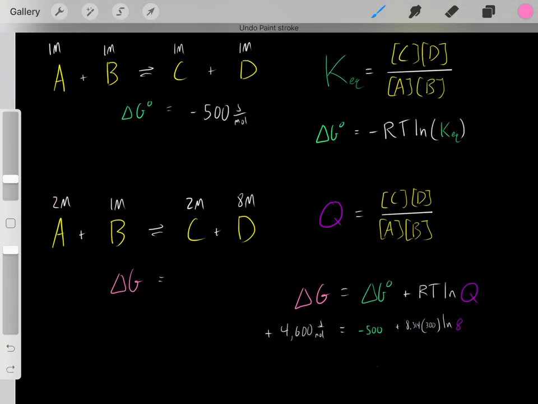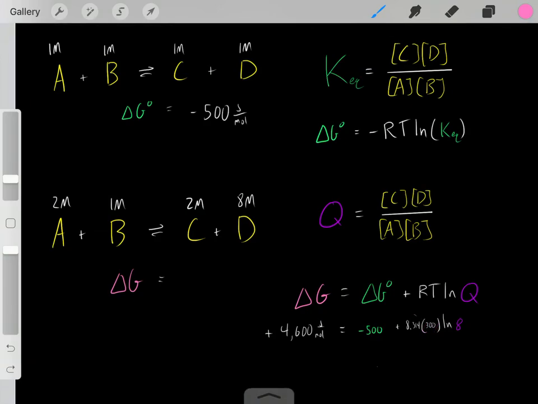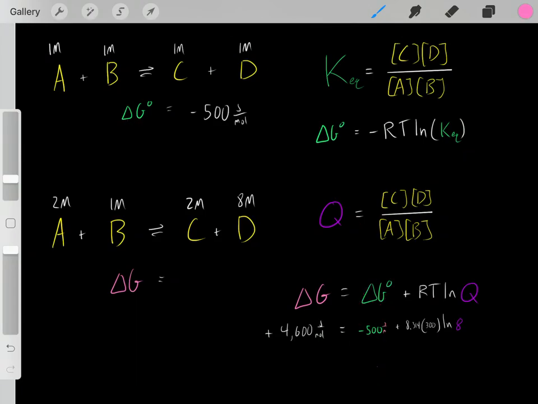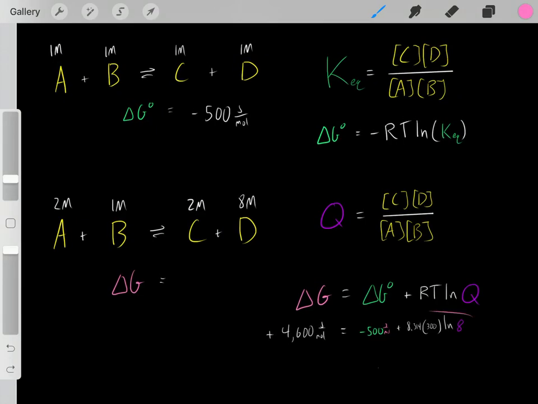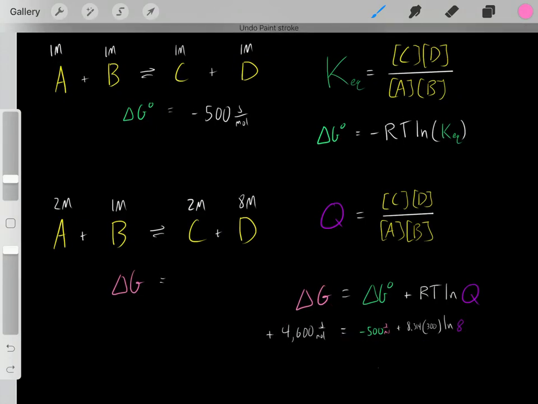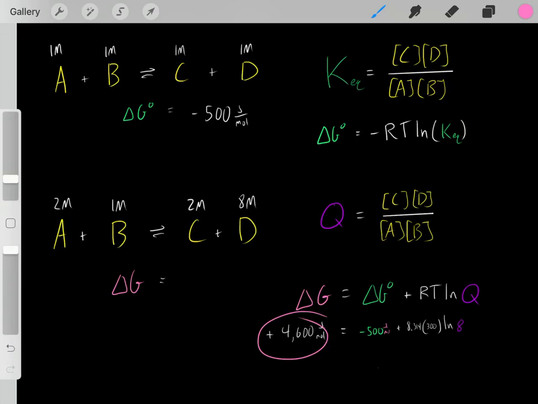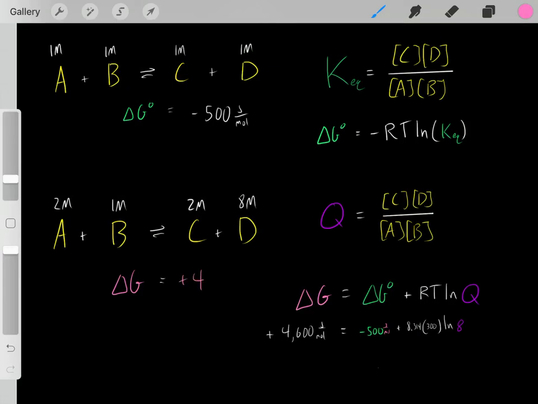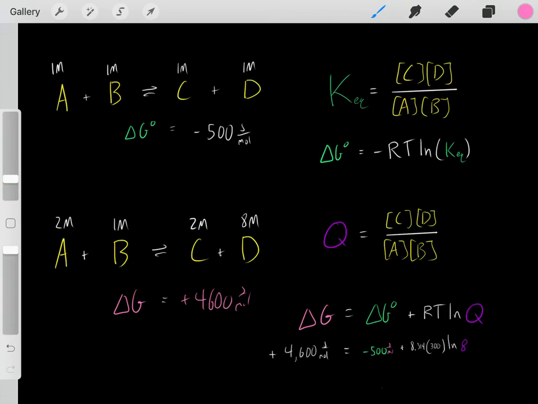Let's say the temperature is 300 degrees Kelvin, and then the ideal gas constant. And then again, we can't ignore the standard state delta G. So the standard state delta G, which again was negative 500 joules per mole. So now if we were to solve this, we would get a delta G of positive 4,600 joules per mole. So now we know under these conditions, the delta G is positive 4,600 joules per mole.